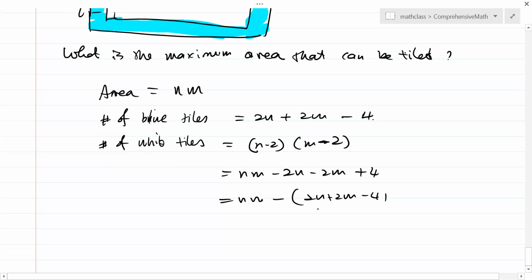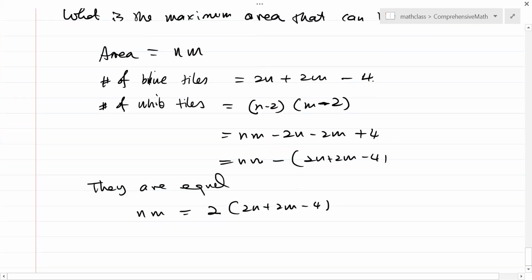Equal means this must be half of that, right? Otherwise, they're not equal. So equal means NM should be equal to double this, twice of 2N plus 2M minus 4. Yes, so that is a condition, okay? Then these two are equal, right? That's why you have this identity.